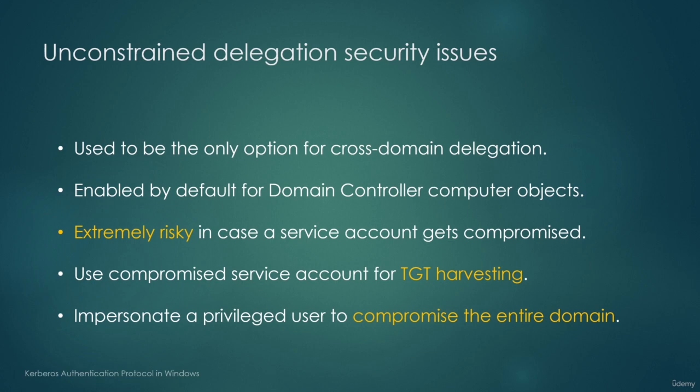If the mid-tier service account gets compromised, the end user's TGT can be used for getting unauthorized access to any network resource for which the impersonated user has access. This is why unconstrained delegation should never be used. An attacker can use the compromised service account to harvest end users' TGTs. If a privileged user with the delegation attribute enabled interacts with the compromised service account, it can lead to the compromise of the entire domain.